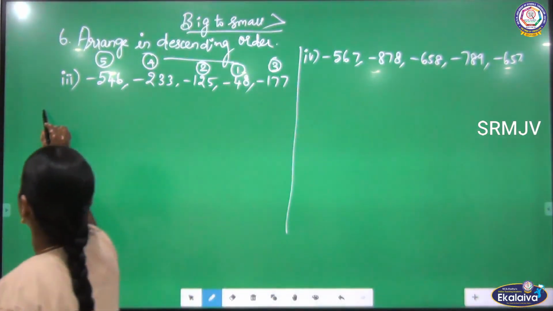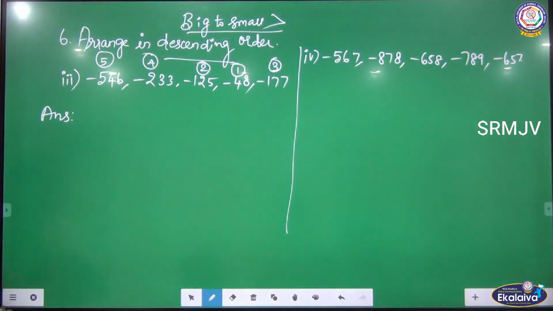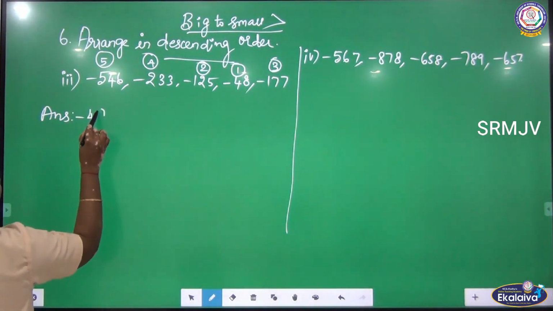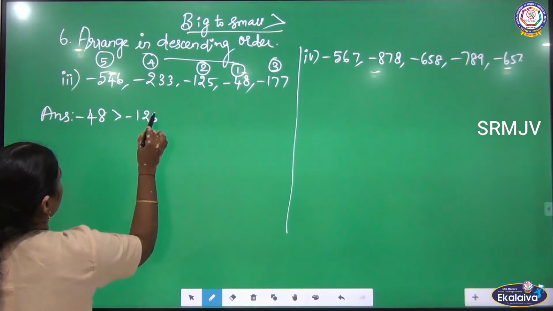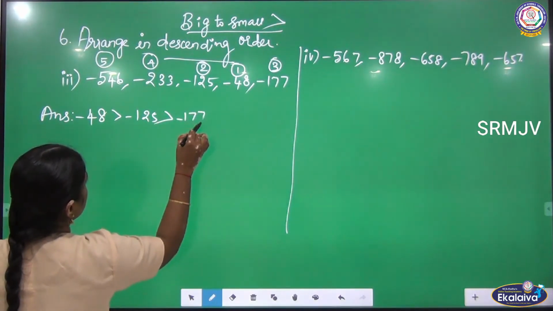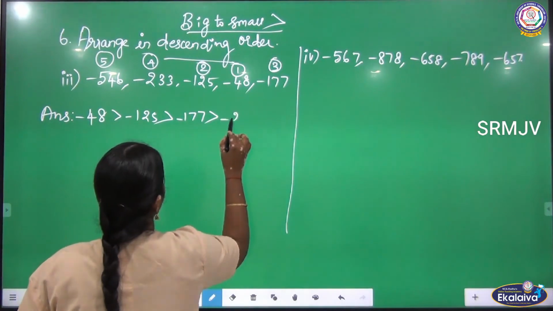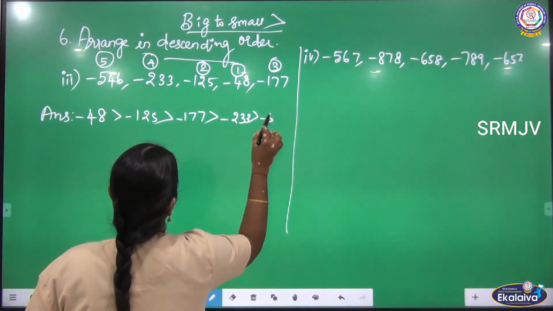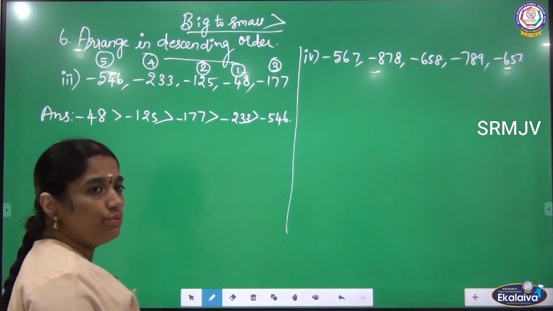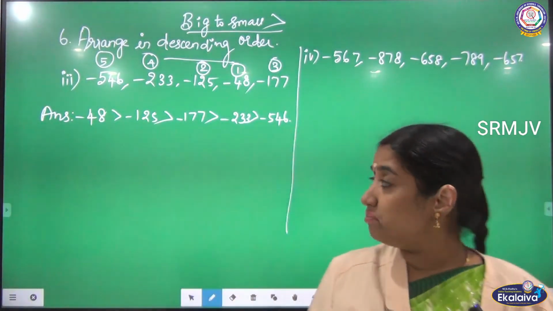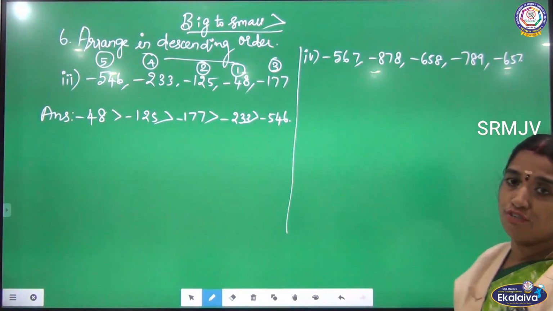Now listen, arrange this. First one, minus 48. See, for the descending order, I am going to write the greater symbol. So, minus 48 is greater than minus 125, which is greater than minus 177, greater than minus 233, greater than minus 546. Okay. So, listen, children. Now, shall I move on to the fourth sum? Same thing. I am going to arrange from big to small.